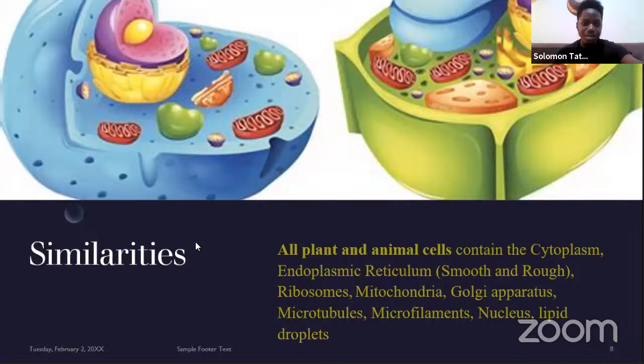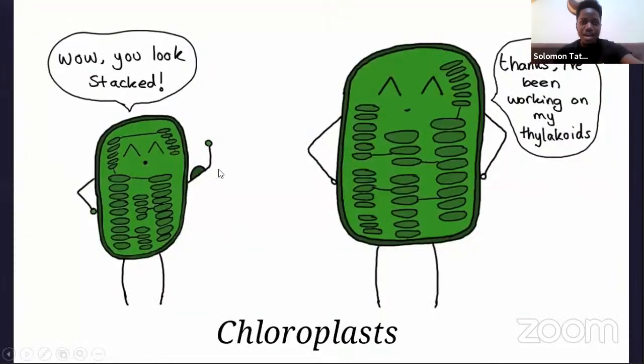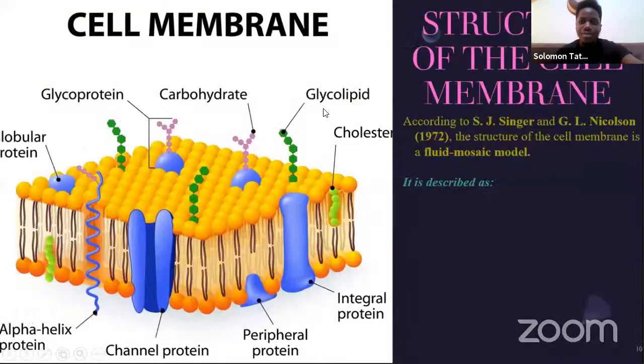Good participation. All right. This is a short story of these 2 guys. This guy told the other one, wow, you look stacked. And this one was like, thanks, I've been working on my thylakoids. See, they look like abs. They look like they have a 6-pack. This is like a 20-pack. So this guy has been working hard to impress other thylakoids.